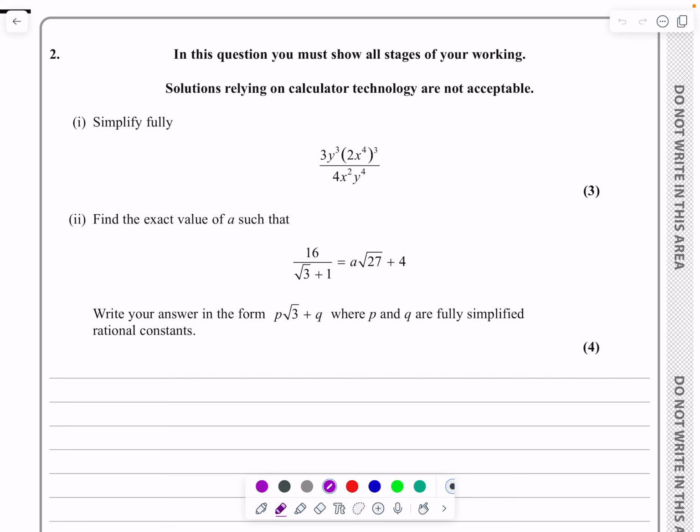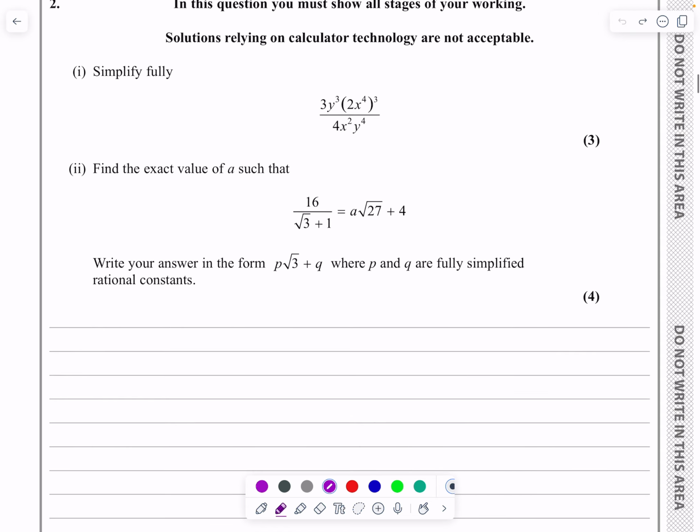Okay, this is the P1 paper from October 2024. It's question number 2, and as you can see, this is a question on algebraic expressions. We're going to be looking at some index laws, and then we're going to be working with surds, and almost certainly at the end, rationalising the denominator. Let's have a look at the first part then, part 1.